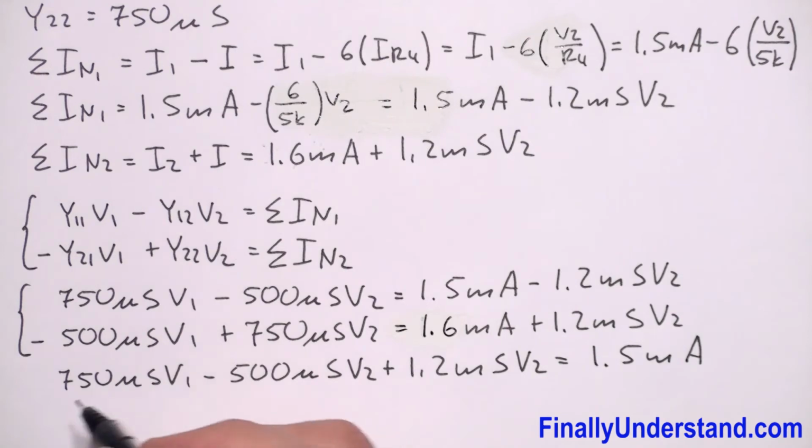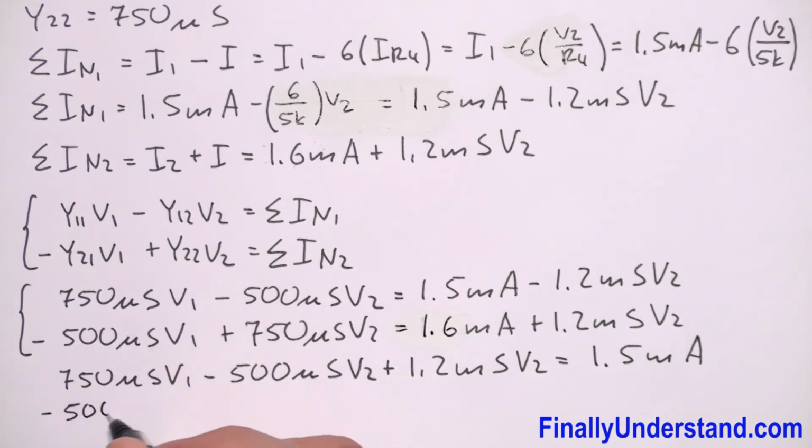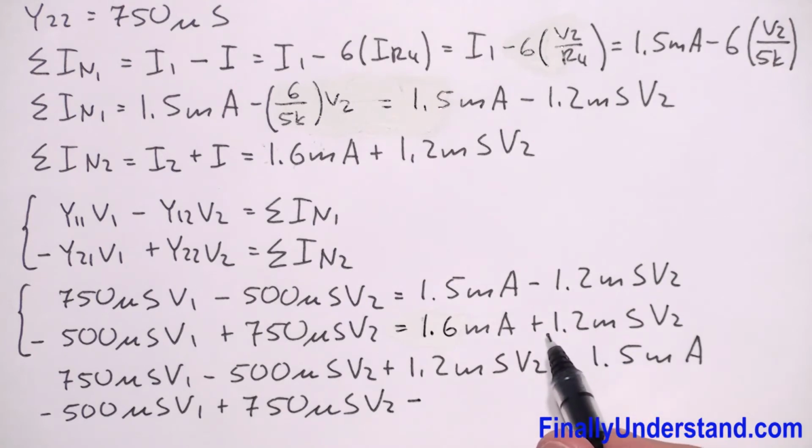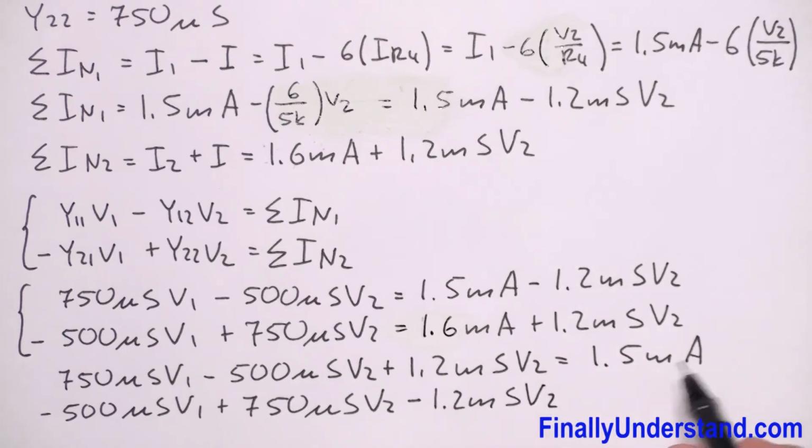Second equation, I have negative 500 microsiemens V1 plus 750 microsiemens V2 minus, because I have to move the positive term to the other side of the equal sign, that's why this is going to be negative, so I have 1.2 millisiemens V2, and this is equal to 1.6 milliamps.